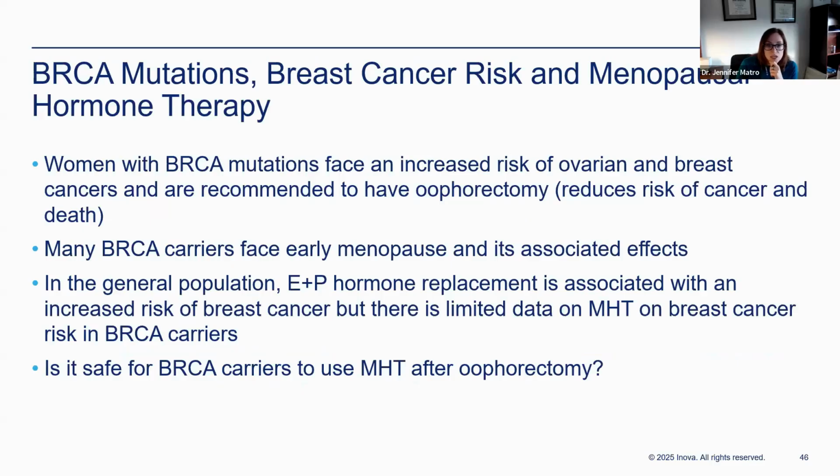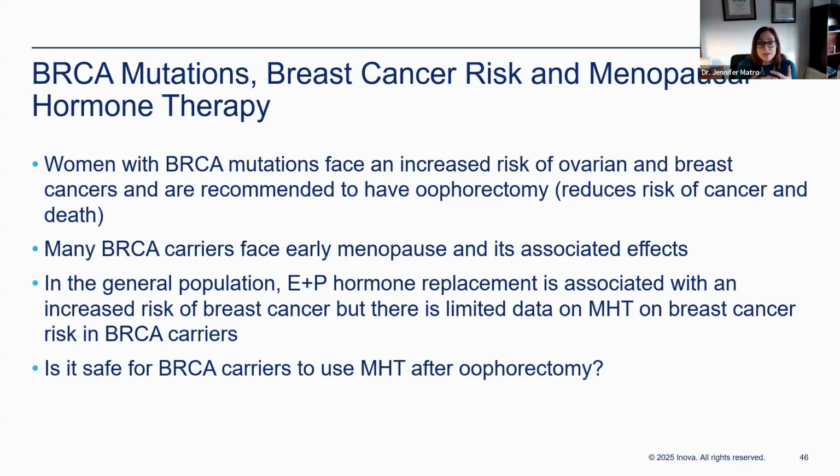So BRCA mutations, these are genetic mutations that increase the risk of breast cancer quite a bit. Women who know that they have one may know that they face an increased risk of ovarian cancer and breast cancer, and they're recommended to get their ovaries removed to reduce their risk of cancer. So we induce menopause, surgical menopause, in a lot of these women in their 40s and sometimes even younger.